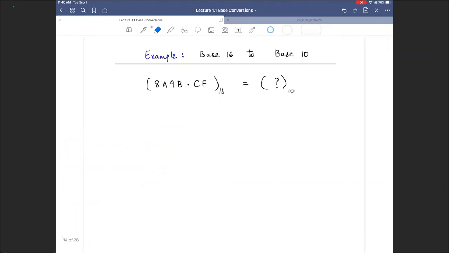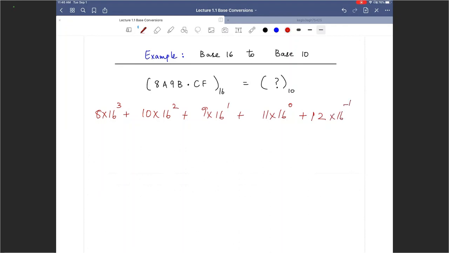How do you go from base 16 to base 10? Over here, I have a fraction as well. So I'm just going to do this using positional significance. 8 times 16 raised to 2, plus 9 times 16 to the 1, 11 times 16 to the 0, 12 because I have B and C. So B is 11, C is 12, 16 to the negative 1, and 15 for F, 16 to the negative 2.